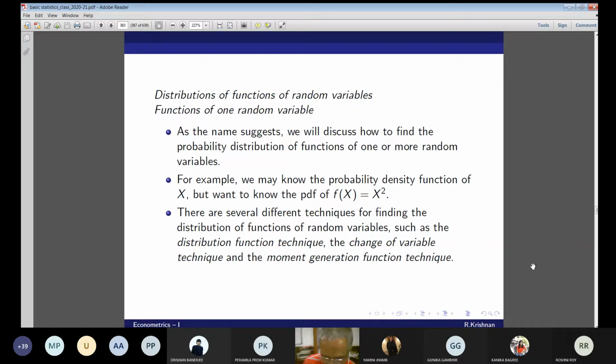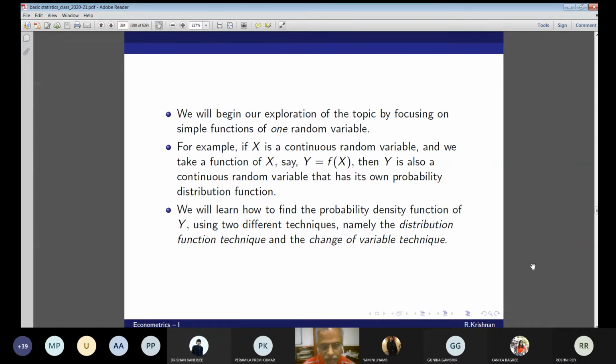Here I'm going to introduce to you an important thing that you may not have heard of. We shall begin our exploration of the topic by focusing on simple functions of one random variable. For example, if X is a continuous random variable and we take a function of X, say Y is equal to r(X), then Y is also a continuous random variable that has its own probability distribution function. We learn how to find the probability density function using two different techniques: the distribution function technique and the change of variable technique. Let's start with the CDF.